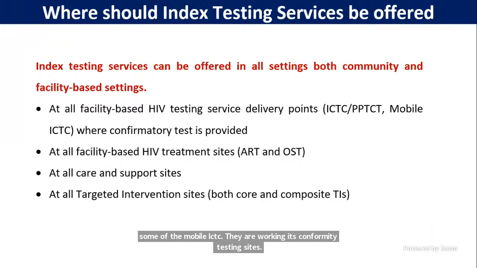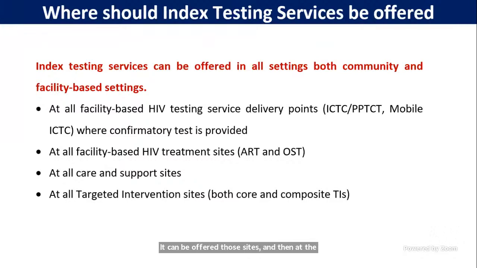And then at the ART center or the OST center where HIV positive clients are visiting, even at the care and support centers, and targeted intervention sites if they are working as confirmatory HIV testing sites. Because targeted intervention sites are working with the key population, even if they do not have a confirmatory HIV testing facility, they can still support the ICTC in offering index testing to the key population visiting targeted intervention sites.